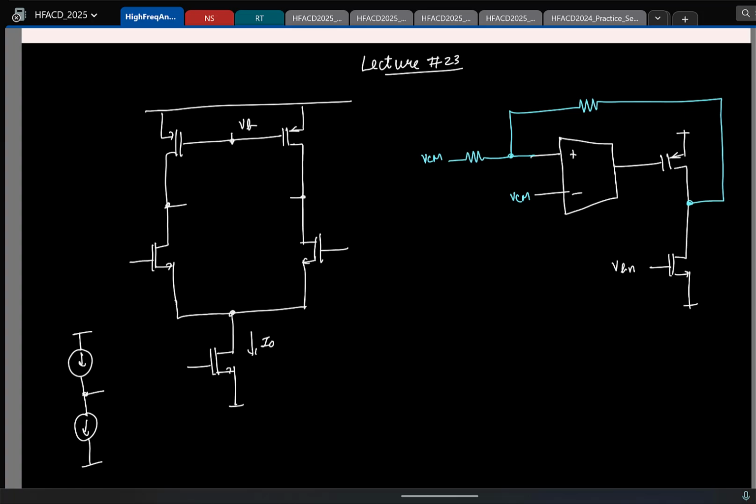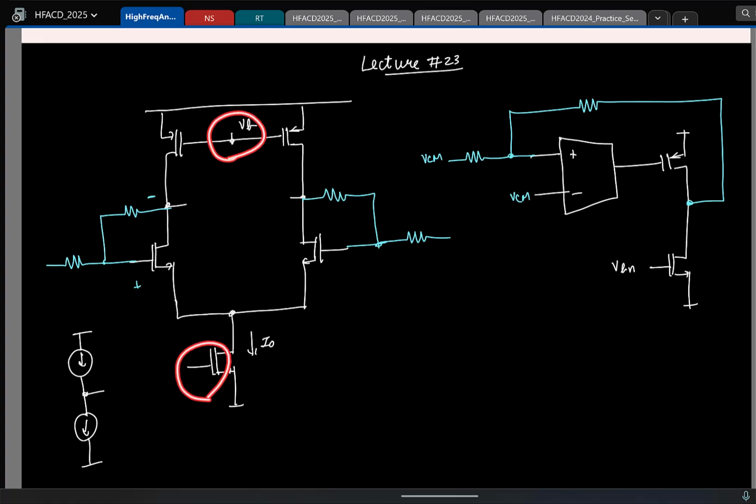So here, if I call this the plus, this is going to be the inverting terminal. I'll have to connect the resistor like this, same at the other end also. This is what I'll do. So even if I form this inverting amplifier with the resistive feedback, is the bias voltage for one of the transistors getting defined by the feedback?